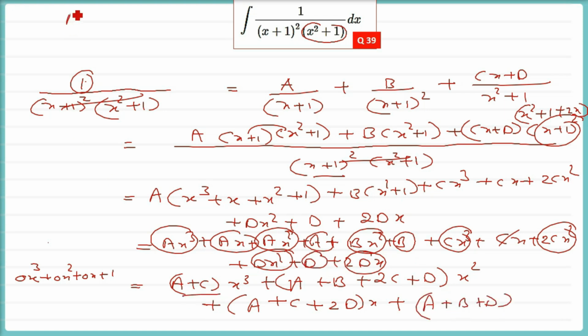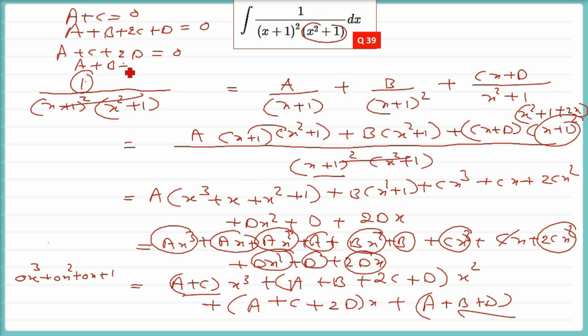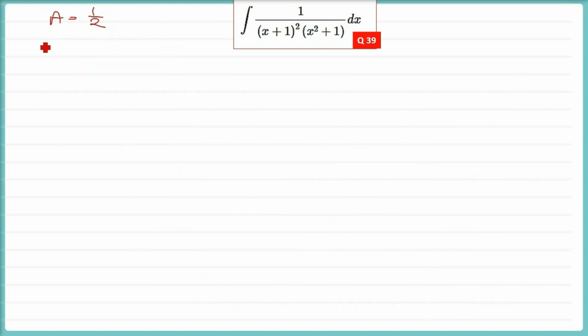Now let's equate. A plus c will be equal to 0. A equals negative c. A plus b plus 2c plus d, this will become 0. Then we have a plus c plus 2d, this equals 0. But a plus b plus d will be equal to 1. Now there are 4 variables, 4 equations. I hope you'll be able to solve this. We have already done this in 8th and 9th standard before that also. So a will come as half, b will come again as half, c will be negative 1 by 2 and d will be 0. So in the original equation, let's put it.